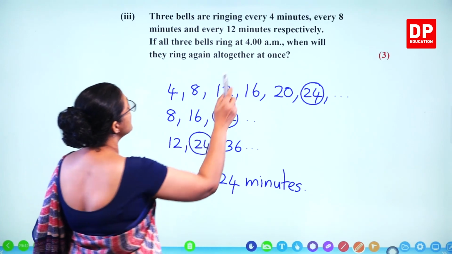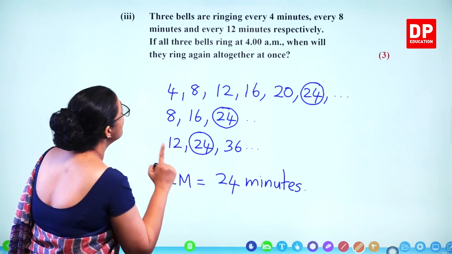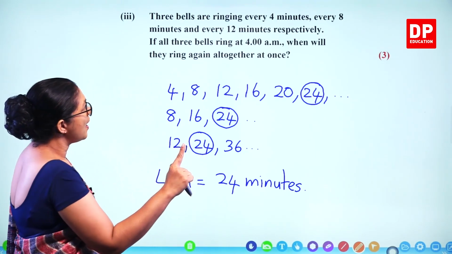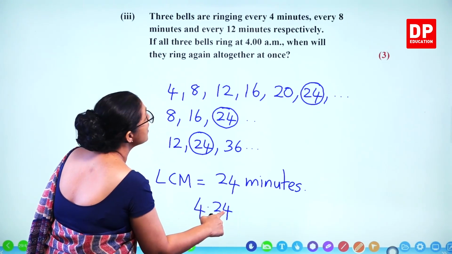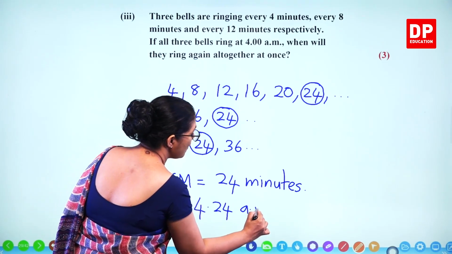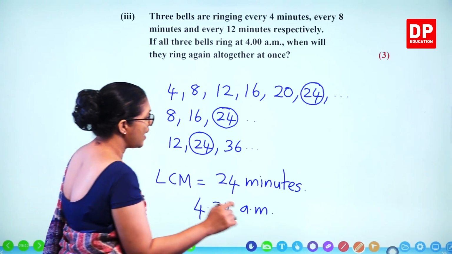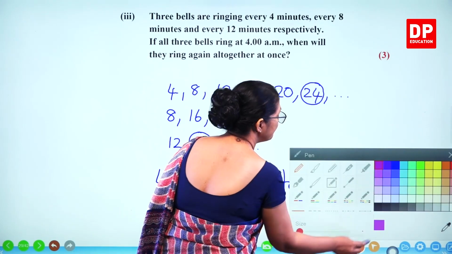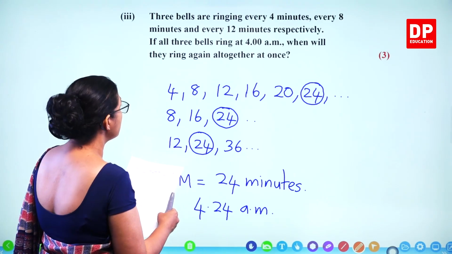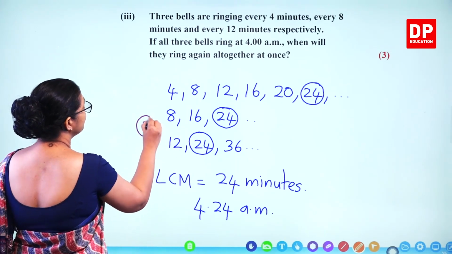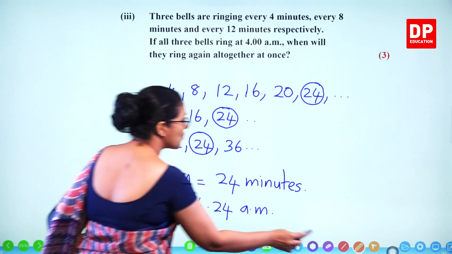So 4 is there. So 4 a.m. And then next time is 4:24. 4 hours and 24. 4:24 a.m. all the bells will ring again. So let's see. You are getting 2 marks for that. So let's do the next one.